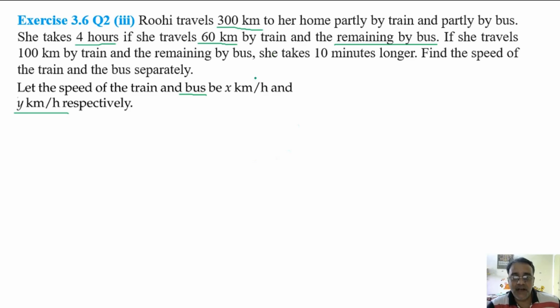Okay. Now first case, Ruhi travels 60 km by train. So how many kilometers did she travel by bus? 240. 300 minus 240, 240. Right. And how much time did she take? 4 hours. So we know that time is equal to distance upon speed. So the time taken by train is 60 by x and the time taken by bus is 240 by y. And that will be equal to 4.